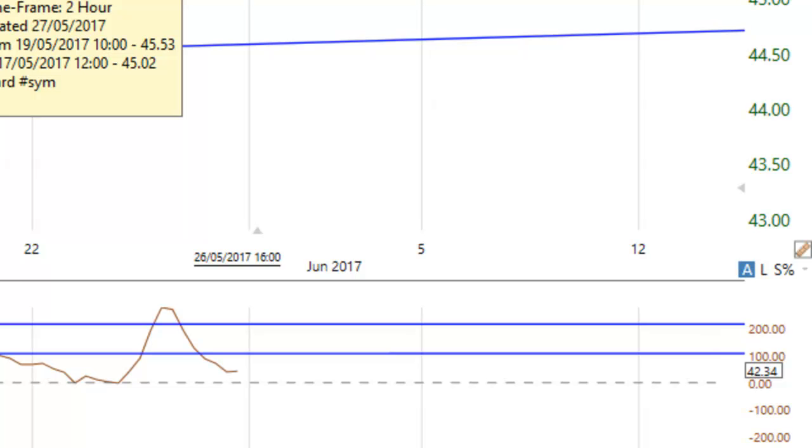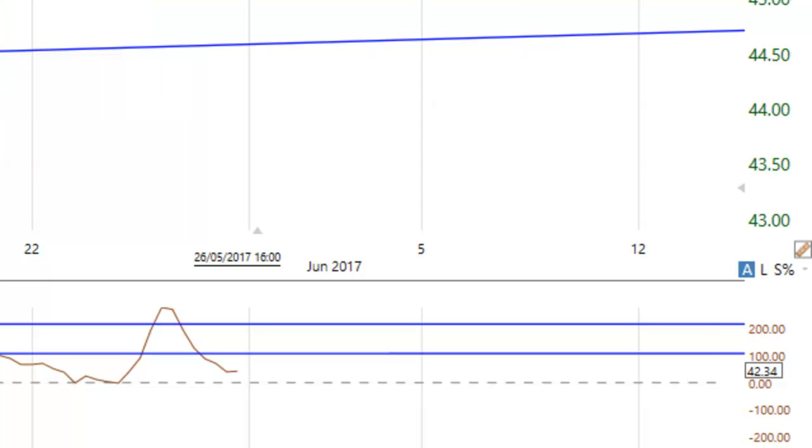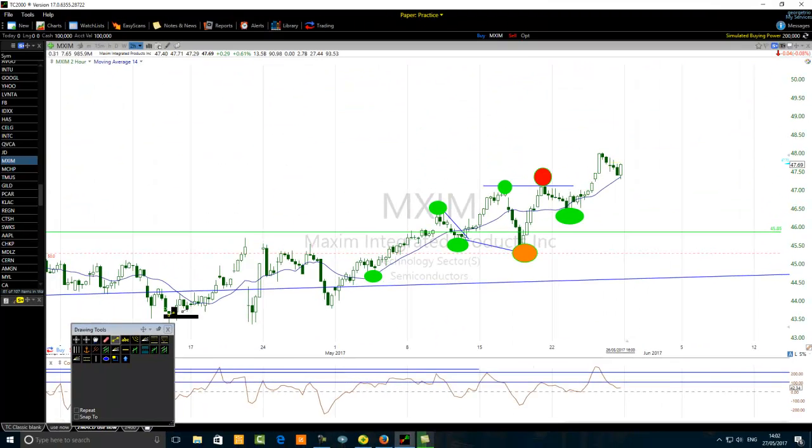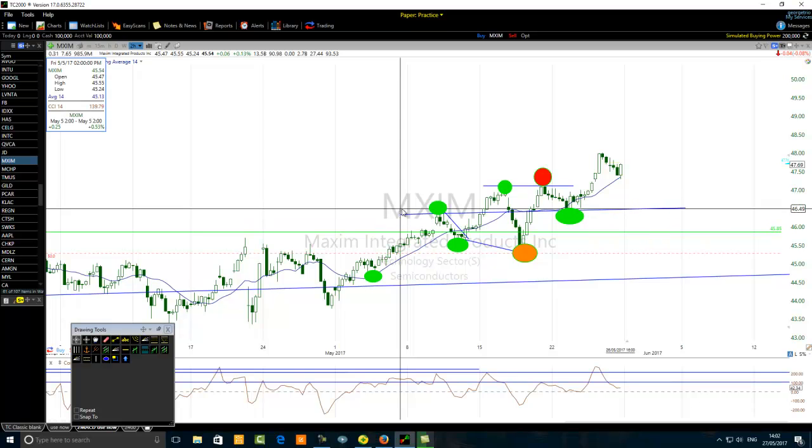Not only that, my friend, look carefully. It also was above this low here, the previous low. This is a high probability bullish trading setup. If you look carefully, my friend, here it is. You see, it was retesting this high here.